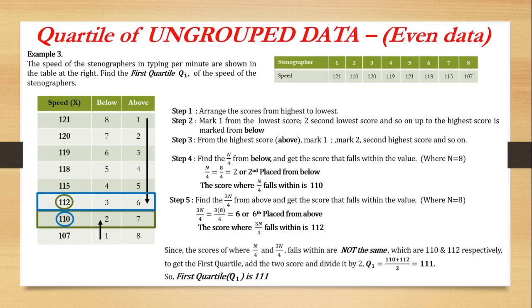Since the scores where n over 4 and 3n over 4 fall are not the same, which are 110 and 112 respectively, to get the first quartile, add the two scores and divide by 2. Then we can say Q1 is equal to 110 plus 112 divided by 2, which is equal to 111. Then we can say that the first quartile of the data is 111. We are done finding the quartile of ungrouped data.